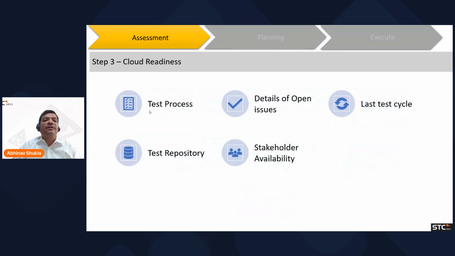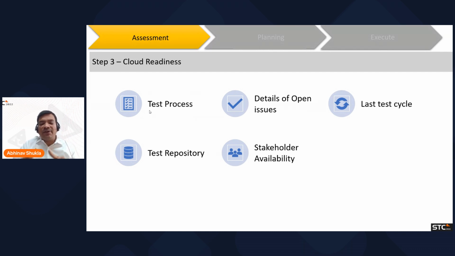It is very important to know the cloud readiness of the application. So what exactly do we mean by cloud readiness, right? It's very important that whatever applications we are planning to migrate from on-prem to cloud are ready, or stable enough, to go on cloud, right? They are stable enough from the test execution point of view, from the list of open issues point of view, and from the users point of view, right?